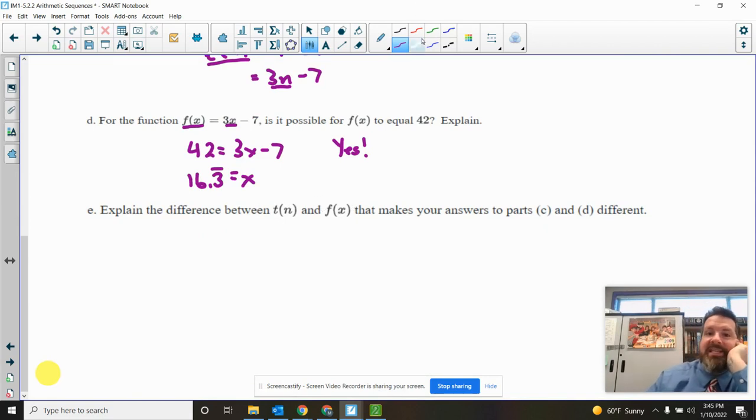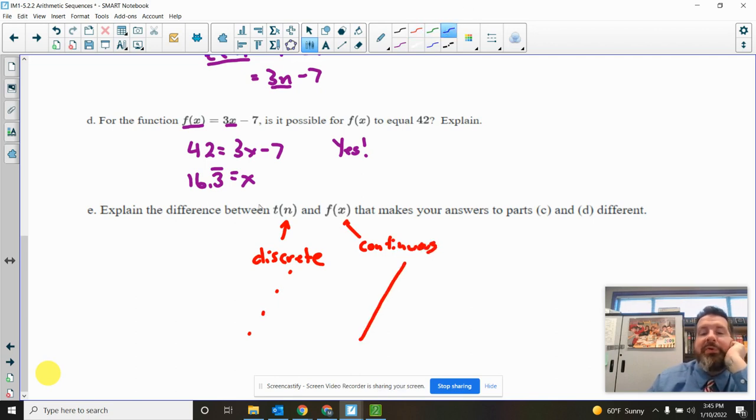The difference is that T of n is discrete, meaning the points are separate, whereas f of x is continuous, where you have a solid line. So when we put in, let's say an output of 42, so that would be something at, say, this height. Well, here, things line up. There's an intersection. But here, that exact same line at a height of 42 goes between two of our points and doesn't hit them exactly. That's what makes the difference.